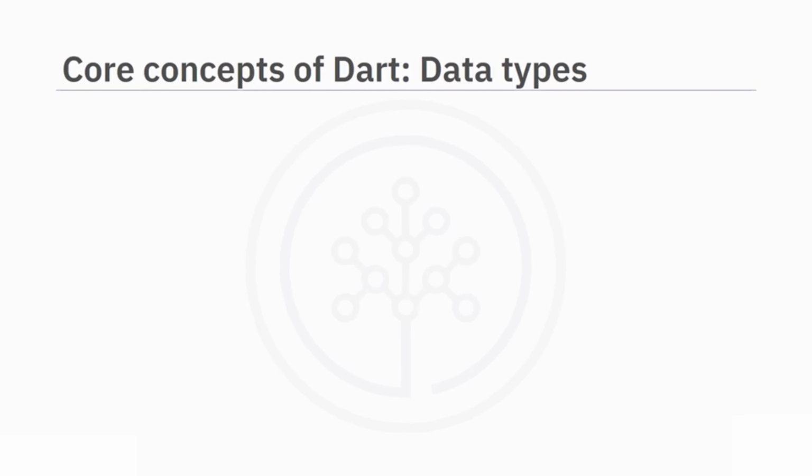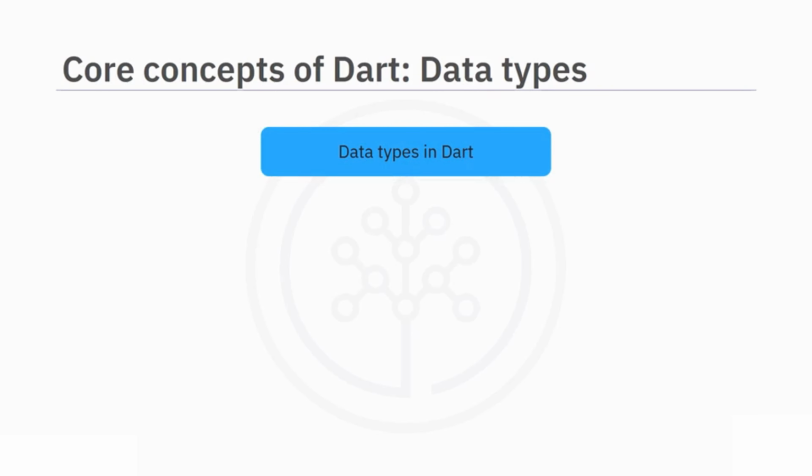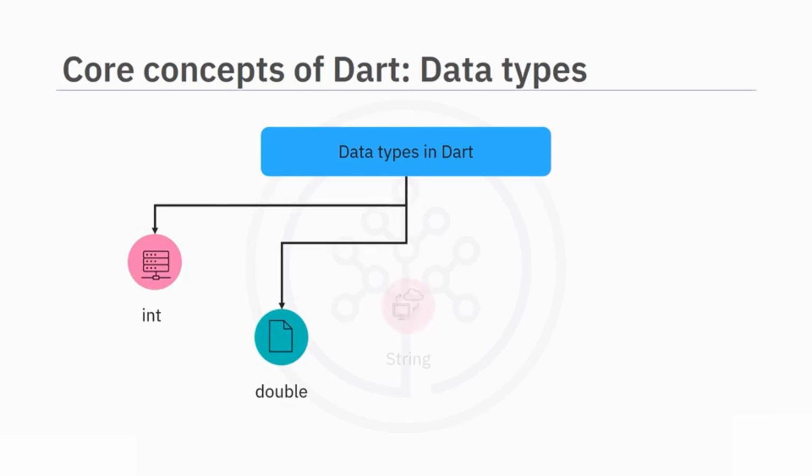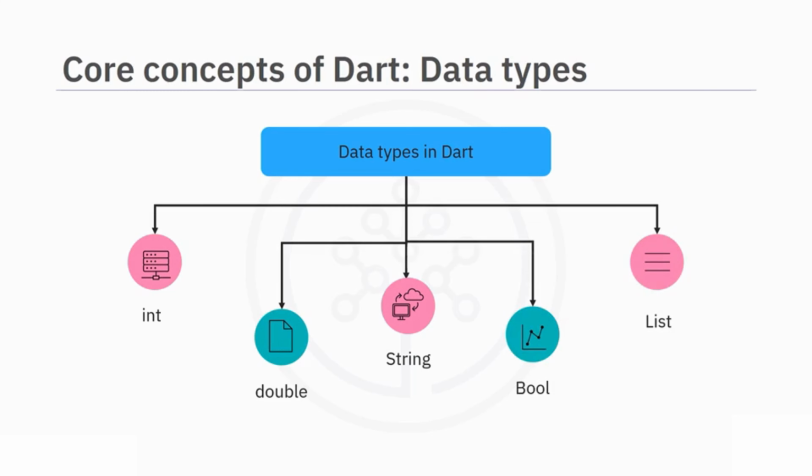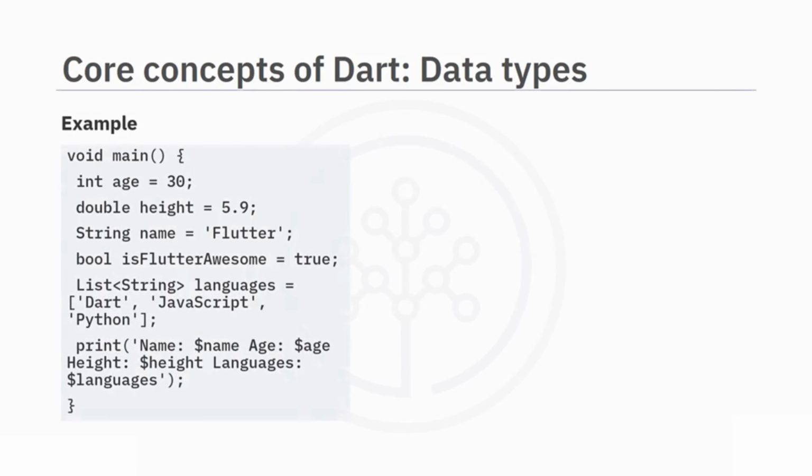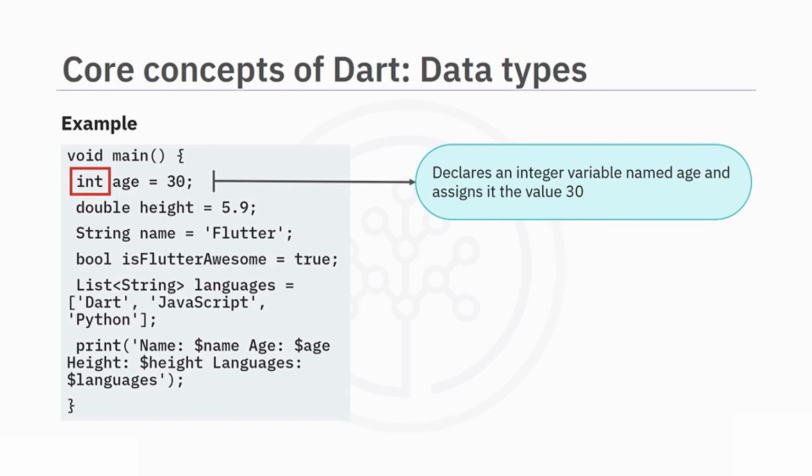Proceeding further, let's learn about the concept of data types. Dart supports various data types including int, double, string, bool, and list. Let's look at an example to learn about the role of data types. Note that here you can declare variables with different data types such as int, double, string, bool, and list. In the given example, int data type declares an integer variable named age and assigns it to the value 30.